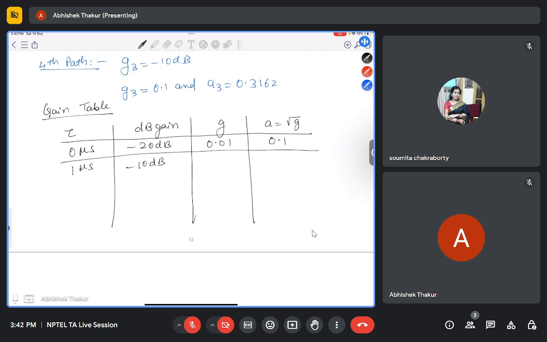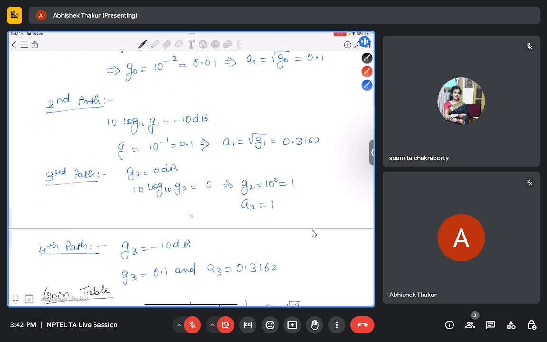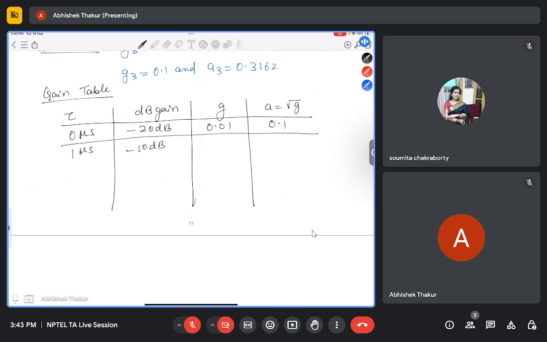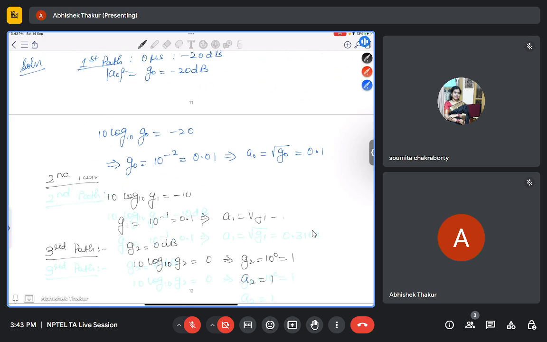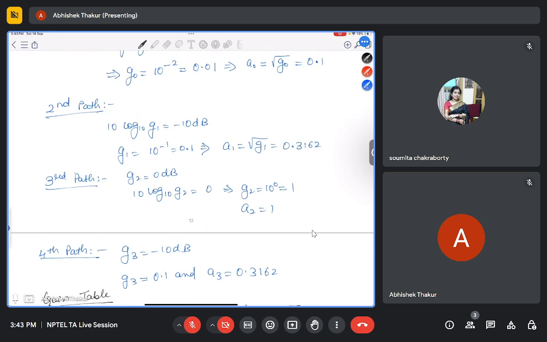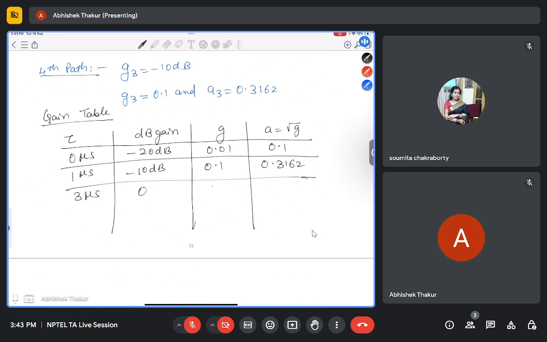dB gain was minus 10 dB, A was 0.3162 and G was 0.1. Now the third component arrived at tau equal to 3 microsecond. In this the dB gain was given as 0 and G was 1, A was 1.